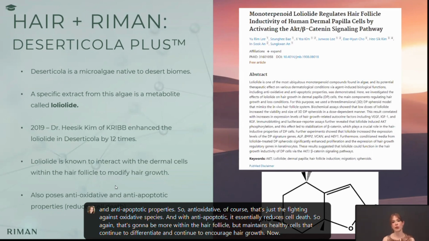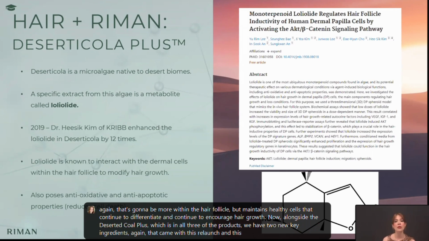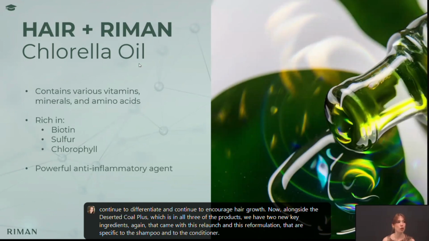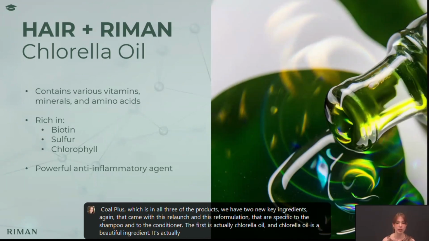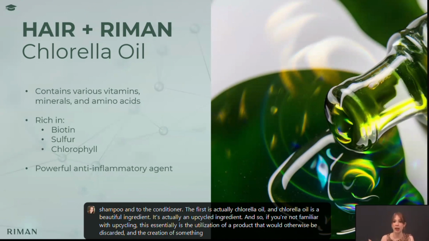Now, alongside the Deserti Cola Plus, which is in all 3 of the products, we have 2 new key ingredients, again, that came with this relaunch and reformulation that are specific to the shampoo and the conditioner. The first is actually chlorella oil, and chlorella oil is a beautiful ingredient. It's actually an upcycled ingredient. If you're not familiar with upcycling, this is essentially the utilization of a product that would otherwise be discarded and the creation of something that is even better than that original thing.